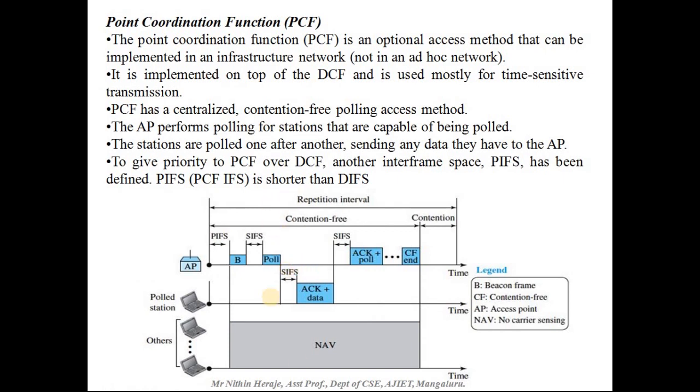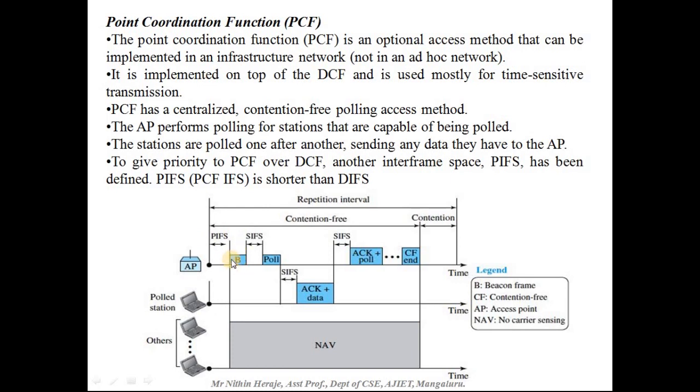Next, going to the PCF. Here it is with respect to polling. These are the different nodes, and you can see that there is a contention free window. It waits for PIFS. PCF is given priority over DCF, so here it is not DIFS, it is waiting for PIFS time. After that, it has to wait for a beacon frame. This B is the beacon frame.